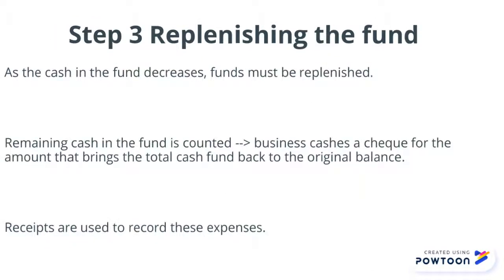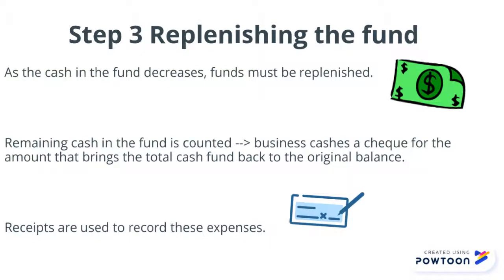The final step is replenishing the fund. As the cash in the fund decreases, funds must be replenished. To do this, the remaining cash in the fund is counted, and the business cashes a check for the amount that brings the total cash fund back to the original balance. Receipts are used to record these expenses.